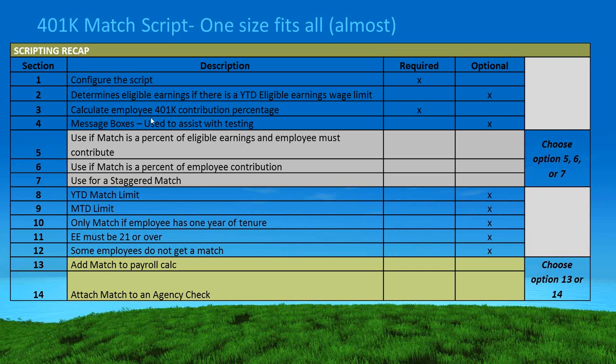The second one is a match where it's just a percentage of the employee contribution. So again, it's a simple math calc, but you have people requesting this type of calculation with some of these stipulations in it. And then the last one is a staggered match, which is a tiered match based on percentages.